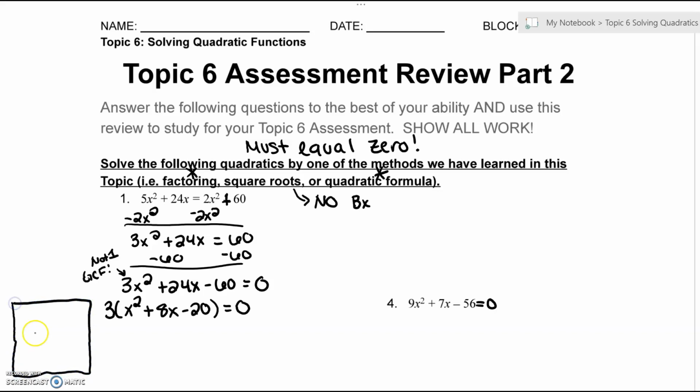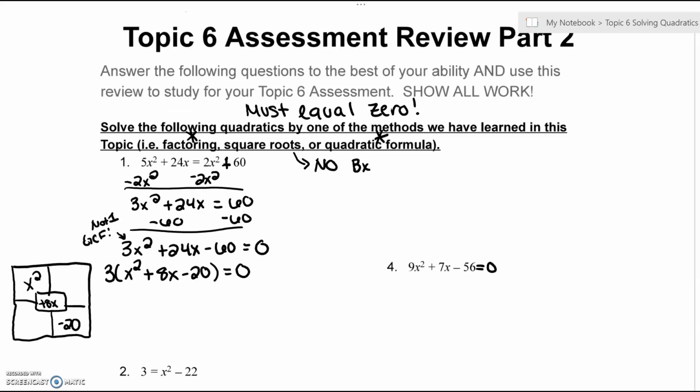I'm going to use the box. So remember, we put x squared in the top, we put 8x in the middle, and we put negative 20 on the side. So I have to look at factors of 20, and I'm trying to get them to add or subtract to make 8. So my factors of 20: 1 times 20, 2 times 10, and 4 times 5. Now when I look at these, the ones that can get me to 8 are 2 and 10.